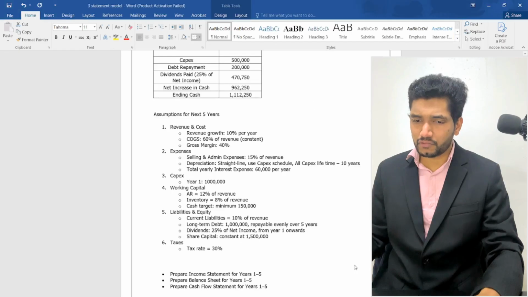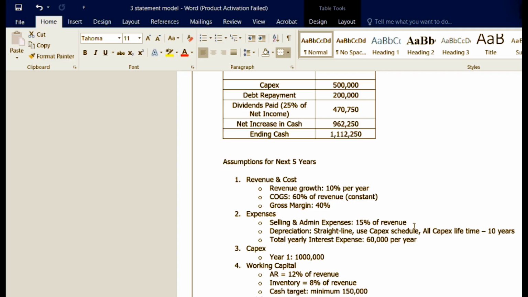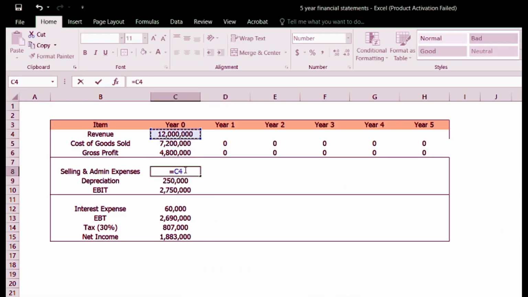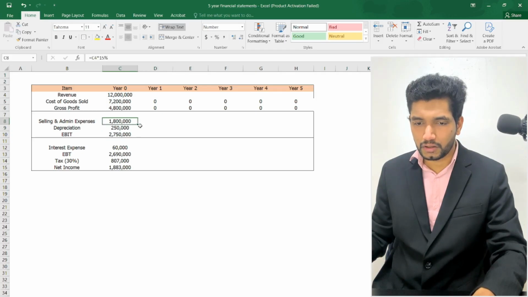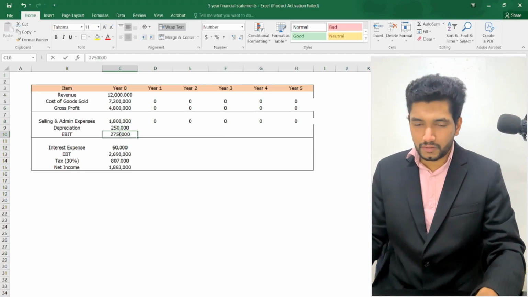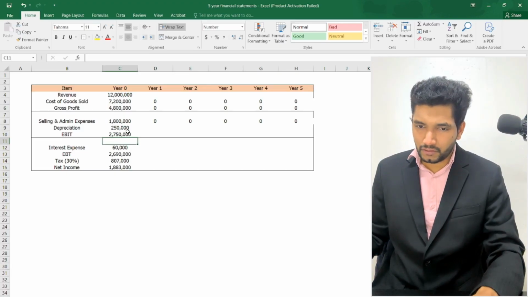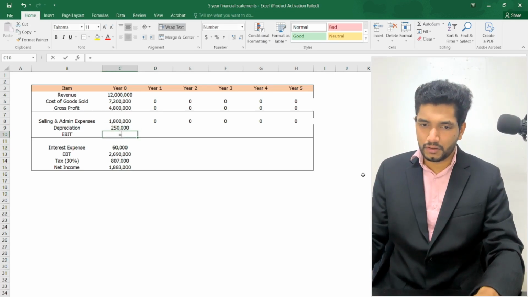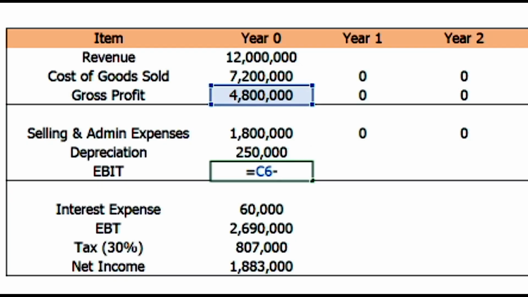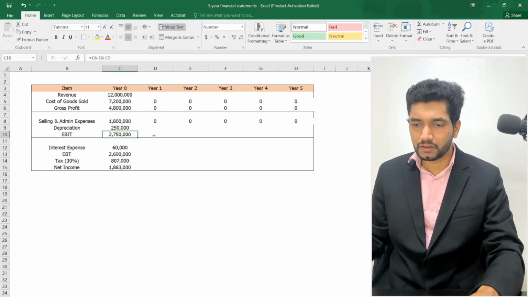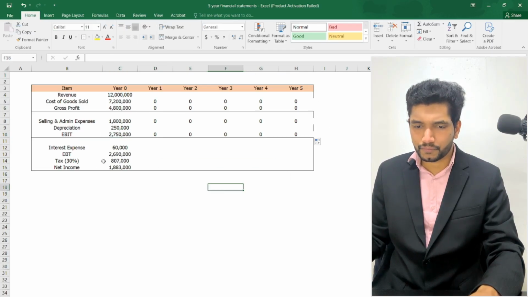Then my next assumption, selling and admin expense is 15% of revenue. So I'm going to apply the same here, 15%, and apply it throughout the period. Then the depreciation: we have to consider new capex. For now, I'm leaving the depreciation. Then coming to EBIT. Here it is my gross profit minus selling and administration expenses plus depreciation. So this is my EBIT. This I'm also applying up to year 5.